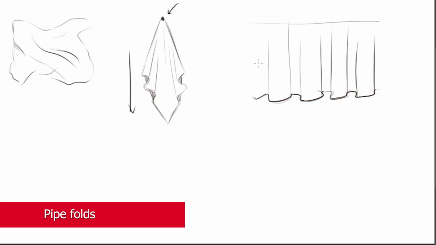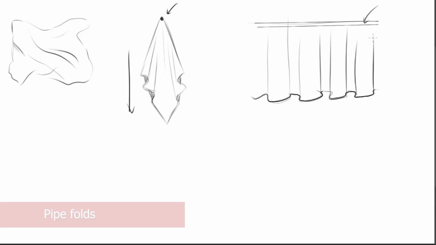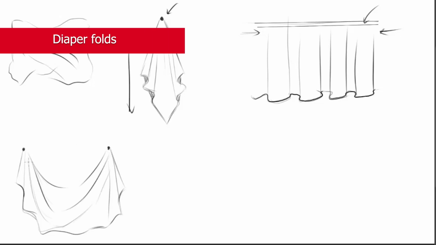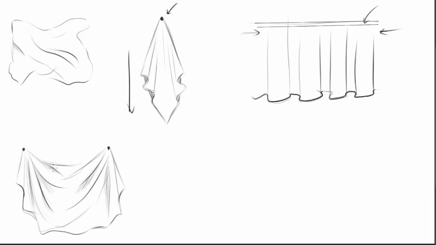And you probably noticed these folding curtains, which are cylindrical or semi-cylindrical in shape, and they are known as pipe folds. And if we hang a fabric from 2 points, it will lead to the shape known as the diaper folds. These are more like U-shaped and these folds have volume to them. The tension points can be at the same height or at different heights, and the fabric gathers more towards a lower tension point if the tension points are at different heights.